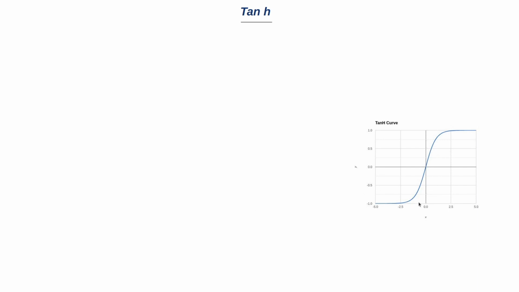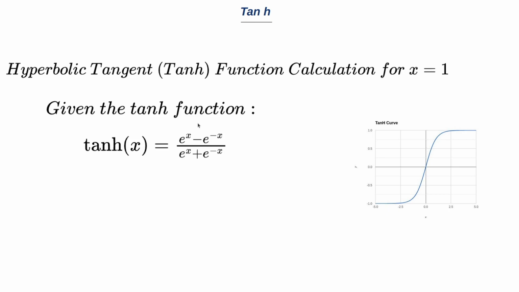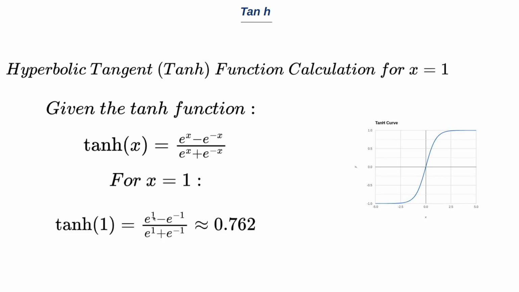This is what the curve of tanh should look like, similar to sigmoid, but your sigmoid values will be between 0 and 1, while your tanh values will be between -1 and +1. Now let's take x as 1 and calculate the tanh value. The formula is tanh of x equals e power x minus e power minus x, divided by e power x plus e power minus x. Putting x equal to 1, we have e power 1 minus e power minus 1, divided by e power 1 plus e power minus 1.